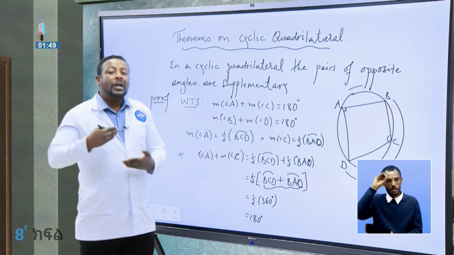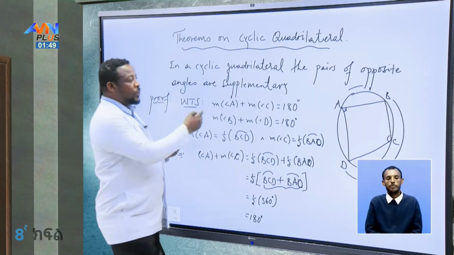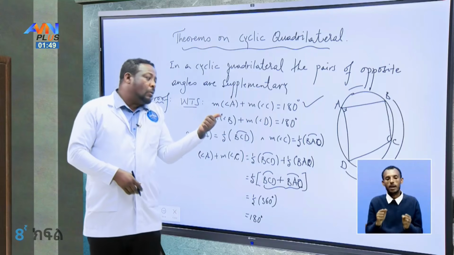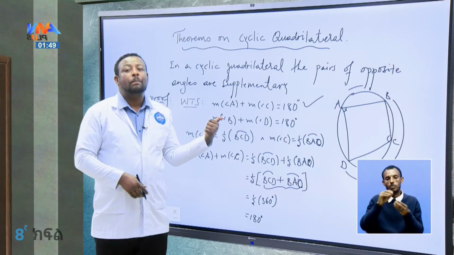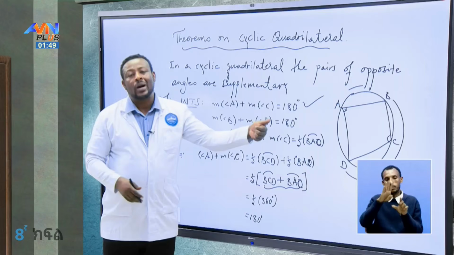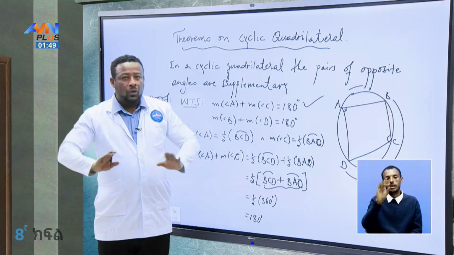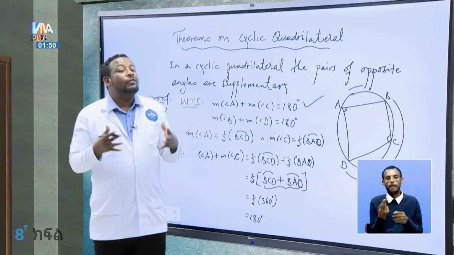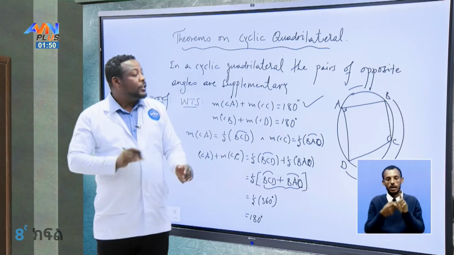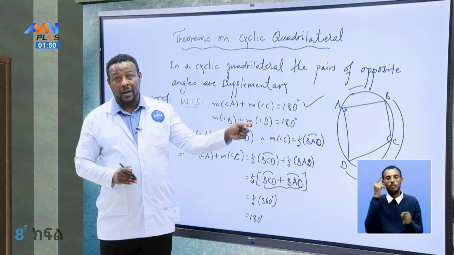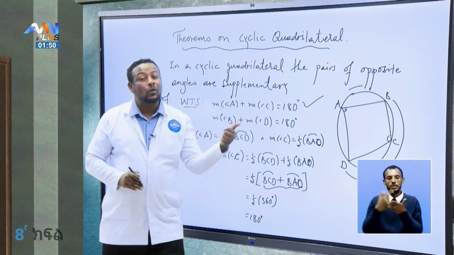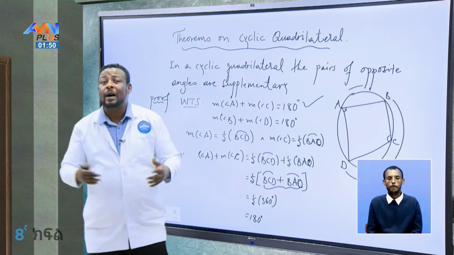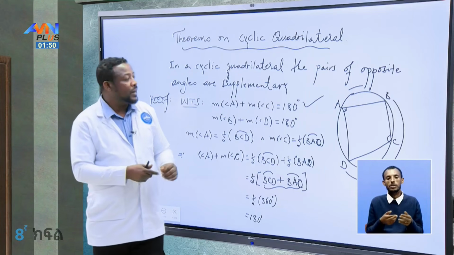Okay, similarly, we have already proved the first part. Similarly, you can prove that the sum of these two angles, the measure of angle B and angle D, forms 180 degrees. You need to follow this procedure and apply the definition of inscribed angle properly so that you can easily prove this one. I will leave the second proof for you, then we will see examples related to cyclic quadrilateral, okay?